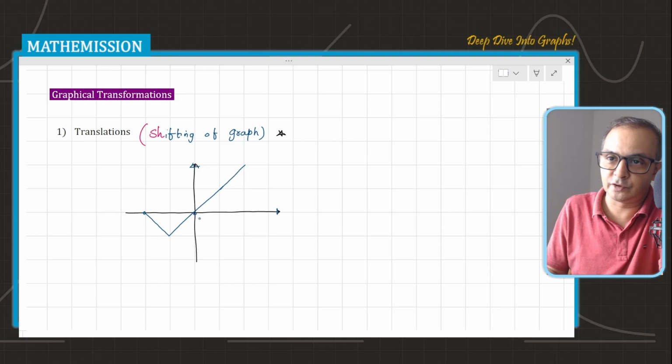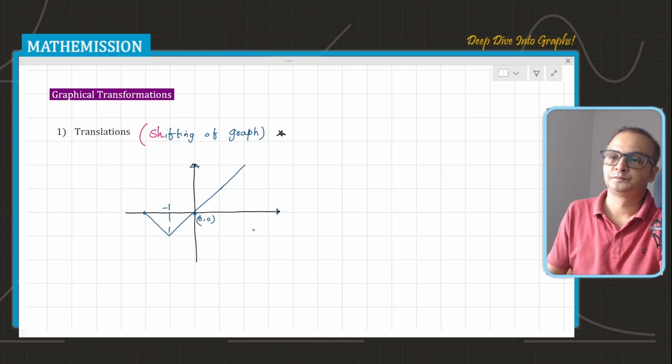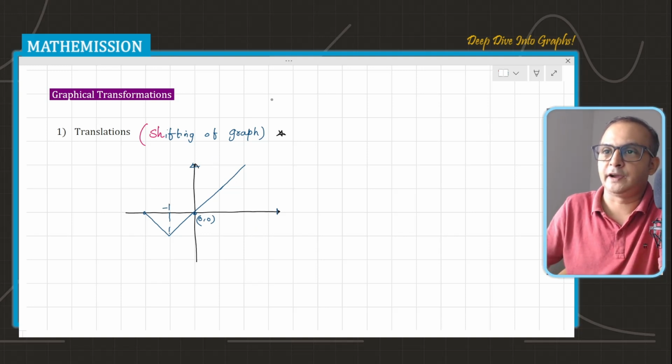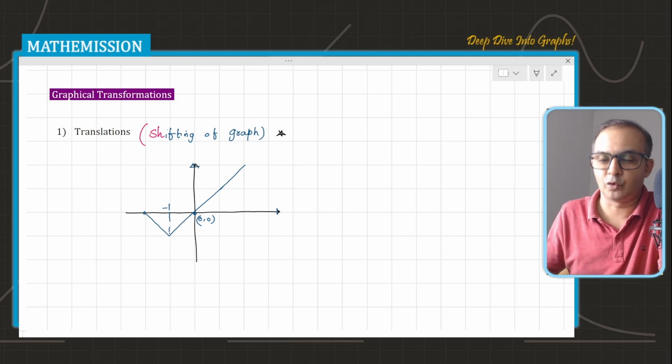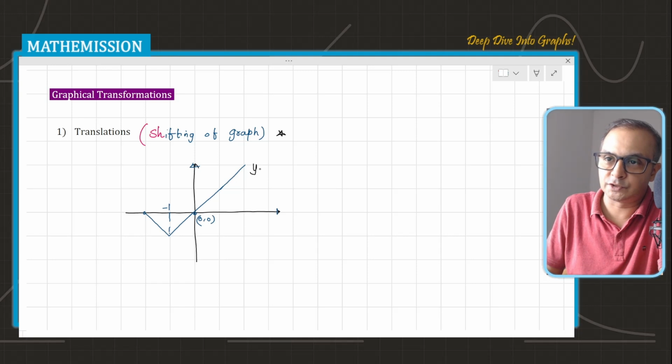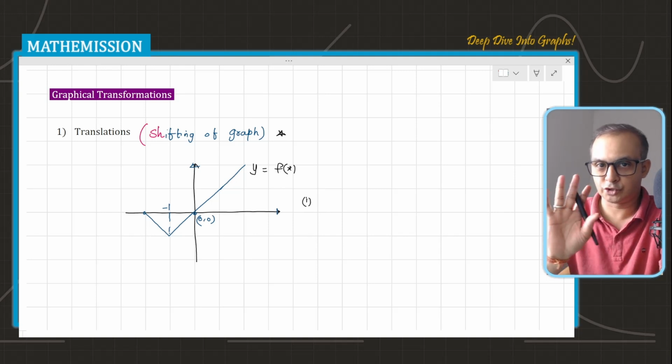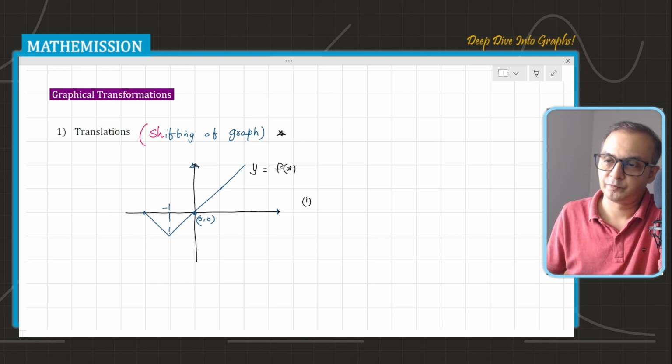So here I am taking the origin, and this is -1 here, and so on. This is the function I have, and you want to get the shift. What kind of shift do I want? Suppose I have this as y is equal to f(x). The first kind of shift I want is the horizontal right.